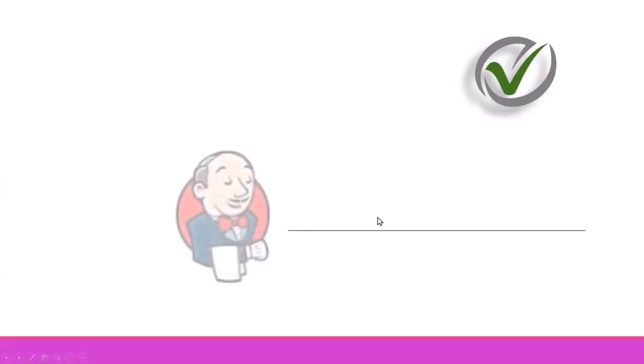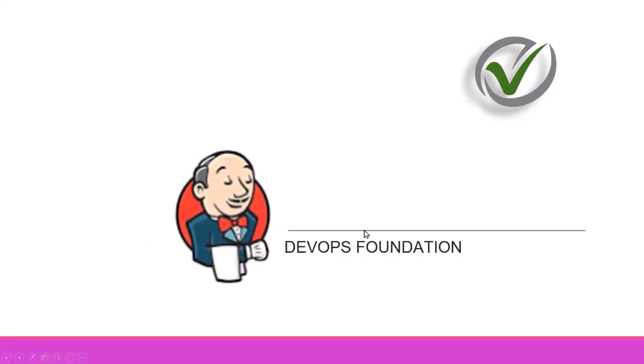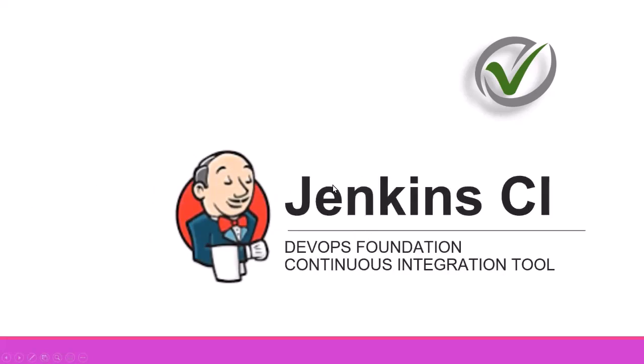Today we're talking about Jenkins. Jenkins is a continuous integration tool, CI. Initially, it started as a continuous integration tool, and now it has become a CI/CD tool.